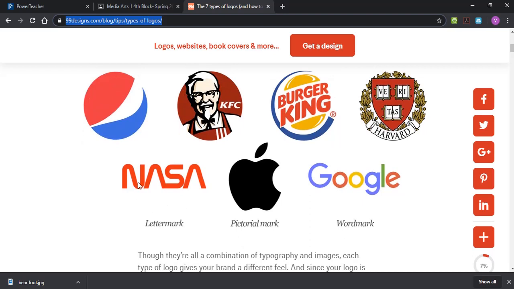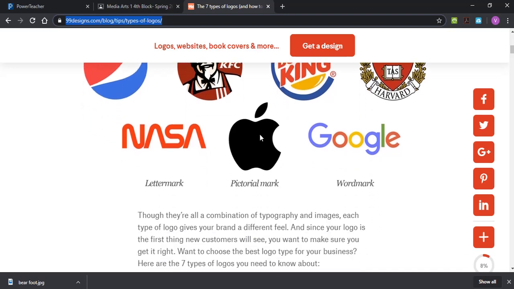Lettermark, again, usually just the name of the company, or in this case, the abbreviation for the first letters in the words: National Aeronautics and Space Administration, I think it is, right? So they had to abbreviate that to obviously make a logo. So the name NASA, and they did a little bit creative text manipulation here, right, by linking the letters together and taking away some of the separating pieces.